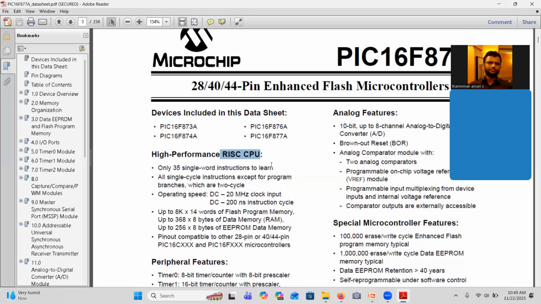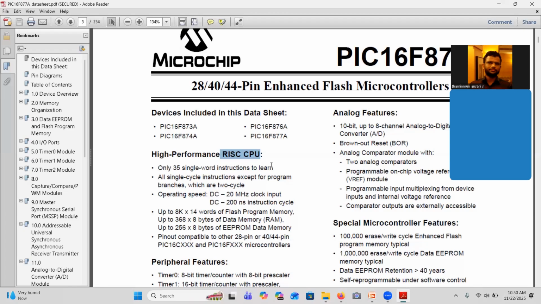An instruction looks like move A comma B, or branch to a particular location, like that. There are some 35 keywords that we will see. This is part of this data sheet. Maybe somewhere it is mentioned in the instruction set section. We will see it there, but the total number is 35.